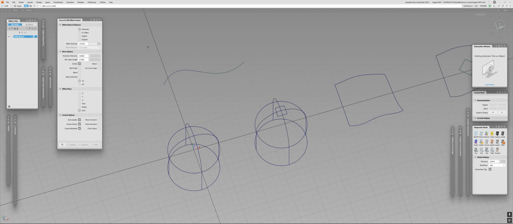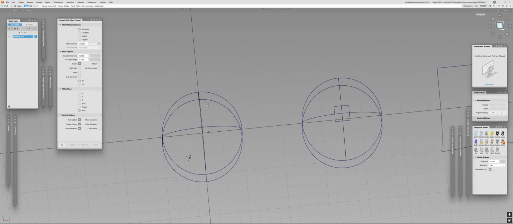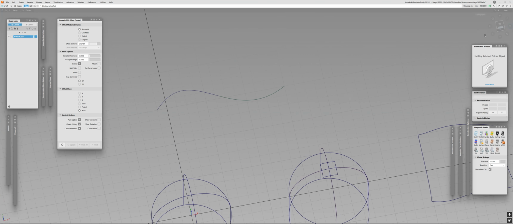Sadly, even that is rarely enough, but before tackling it, let us look at the offset commands Alias provides us, figure out how they work, and through that, understand why giving thickness is such a painful process in CAD in general and in Alias specifically. So we're in Alias, so let me start with just a simple curve.